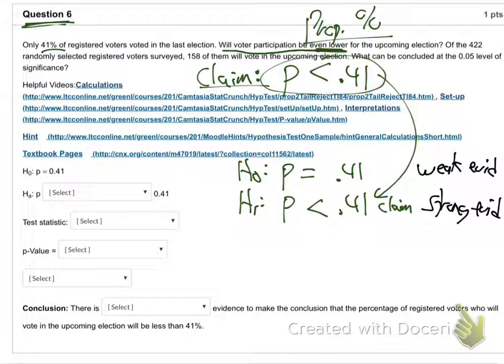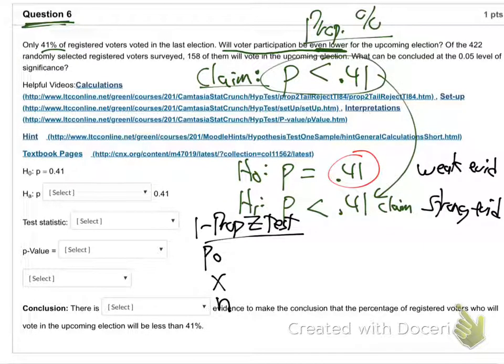So when we go to the calculator, what kind of test are we going to do this time? The one prop Z test, because it's a hypothesis test for a proportion, not the t-test, because that's only for averages. Those are the only two kinds we use for a hypothesis: either one prop Z for proportions or t-test for averages. And you have all that on your exam 3 notes. Okay, so when you go to one prop Z, which is number 5, you get P0, X, N. So what is P0? 0.41. It's always the number next to H0. They're just reminding you of that.